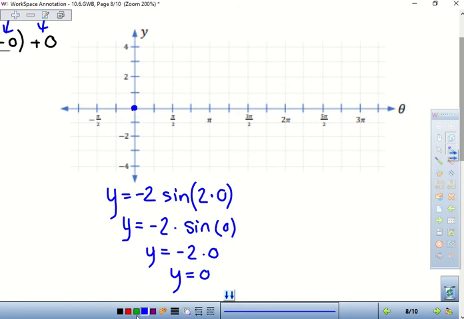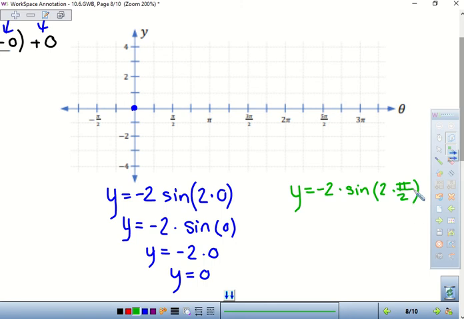Do most of them start at 0? For sine, yes. Cosine usually starts on the amplitude. But sine, yeah. Now we're going to try pi over 2. I want to show you what happens. It's up to you if you want to write this out, but I'm just going to show you what happens. So I plug in pi over 2.